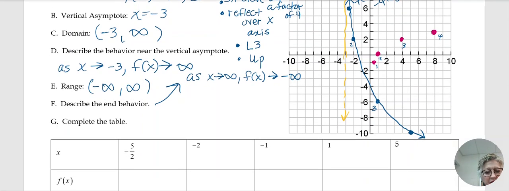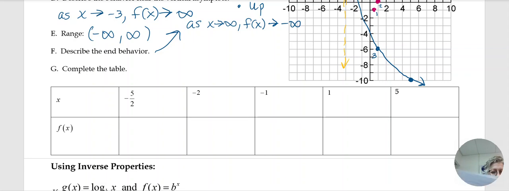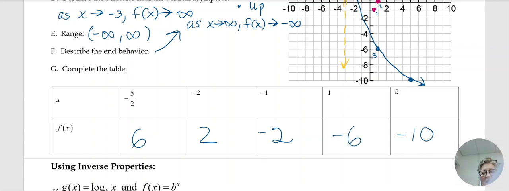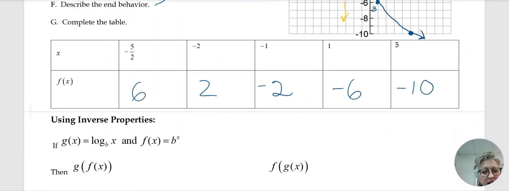Okay, and if you want to fill in these numbers, I'll jot them down here quickly for you since I had a tough time getting that graph done. Negative 5/2 input gives me 6 as an output. Negative 2 gives me positive 2. Negative 1 gives me negative 2. Positive 1 gives me negative 6, and 5 gives me negative 10. So if I had plugged in those values for x, I could have graphed this without doing transformations, but of course it's transformations that we're trying to learn. So that's not what we did.